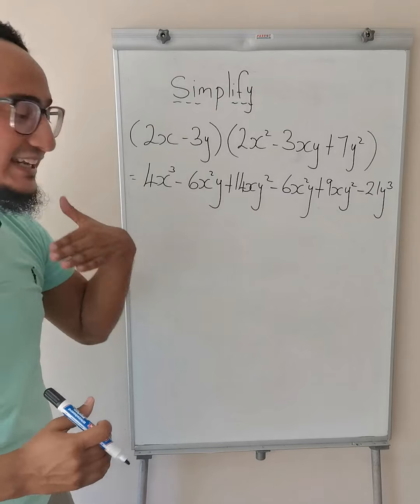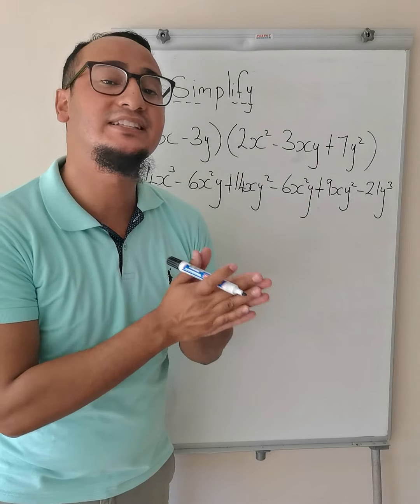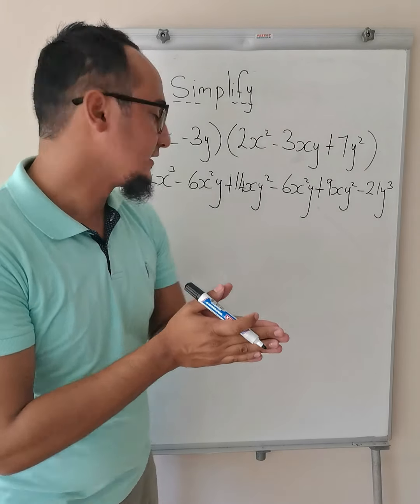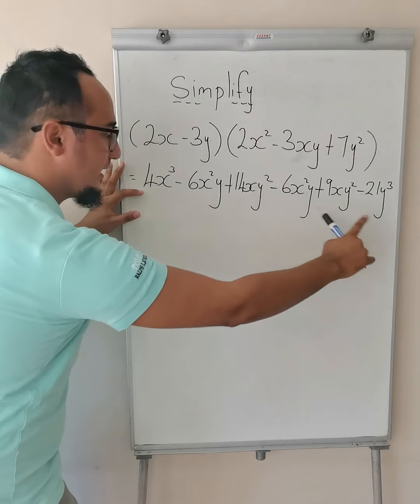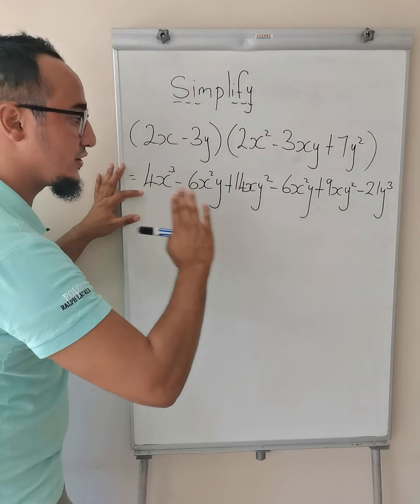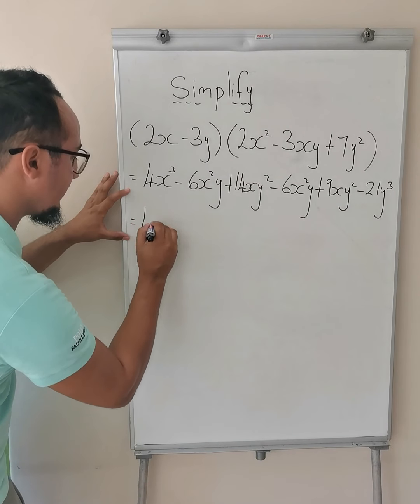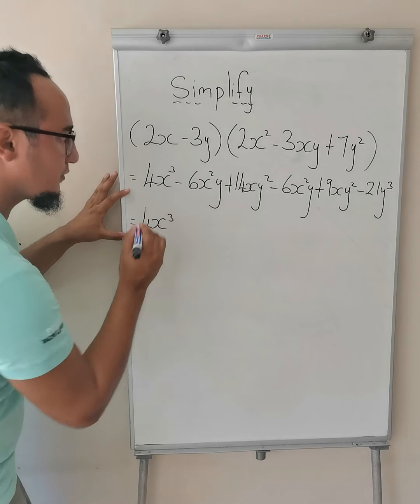Now, do I see any more brackets? No, which means now I have to add like terms. So, is there any like term with this over here? Any x to the power of 3's? The answer is no, so that has to stay 4x to the power of 3.